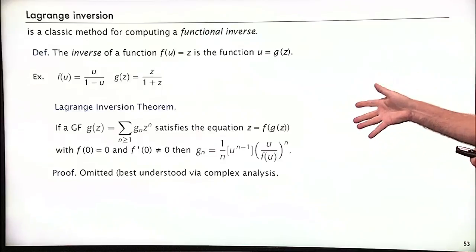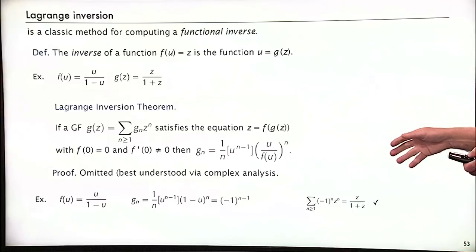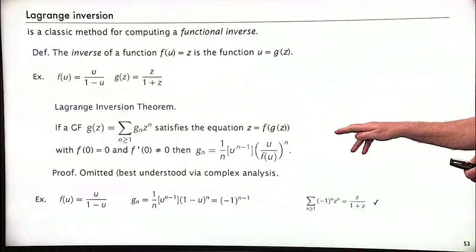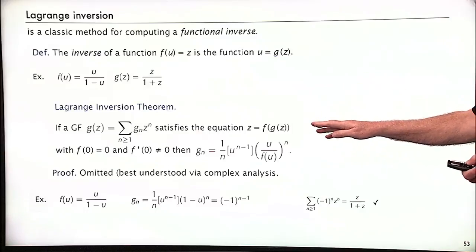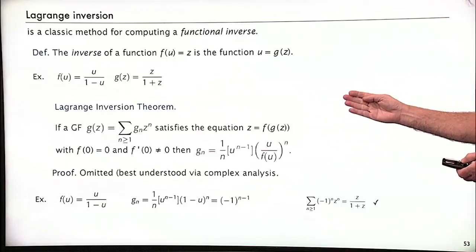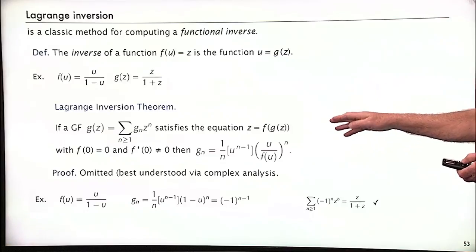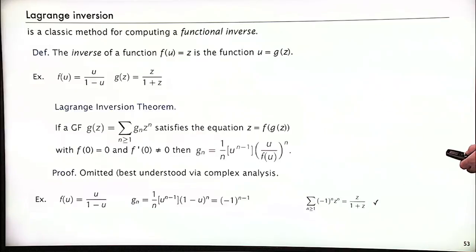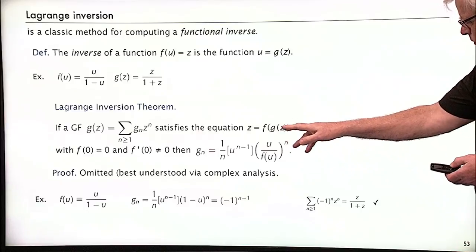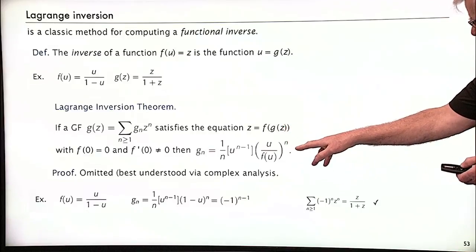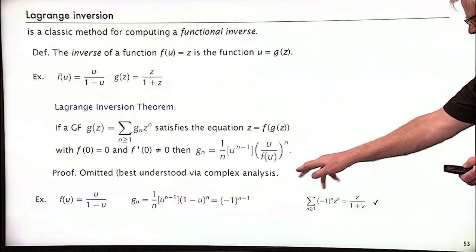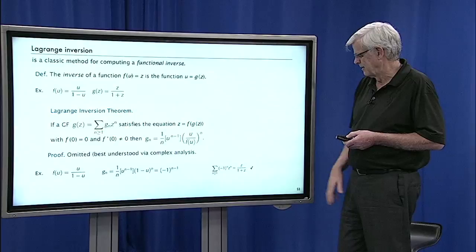Again, we're just going to look at applications of this theorem. So just for our example, if f of u is u over 1 minus u, then g sub n, u over f of u, the u's cancel, it's just 1 minus u, to the n. So it says that g sub n equals 1 over n, coefficient of u to the n minus 1 in (1 minus u) to the n. And just from the binomial theorem, that's exactly minus 1 to the n minus 1.